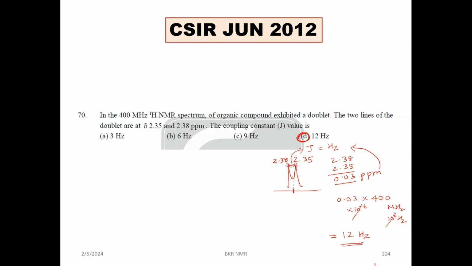Very simple. If they're given in hertz, just subtract the values and you'll get the coupling constant. But since here the difference we are getting is in ppm, what do you do? You multiply by the operating frequency in megahertz, and you'll get the coupling constant in hertz. Or you can multiply 2.38 by 400 and 2.35 by 400, get the values in hertz, and then subtract them. That is very tedious. I've shown a very simple way without doing much multiplication.